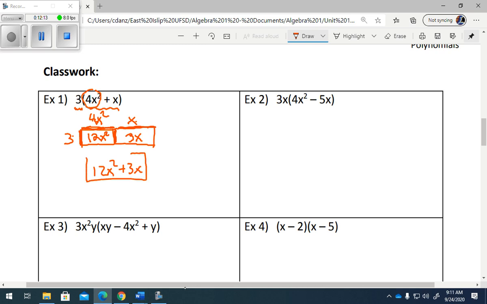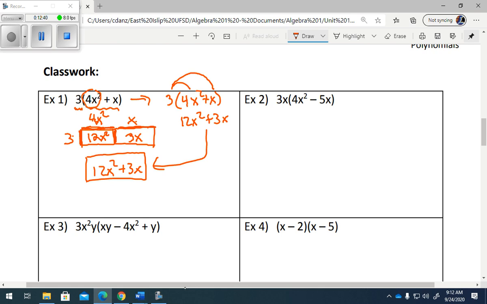Done. Now, usually, you guys maybe would want to distribute on this. So 3 times 4x squared is 12x squared, and 3 times x is 3x. Notice you get the same answer. So do you like the box method, or do you like the distributing method? Doesn't matter to me.